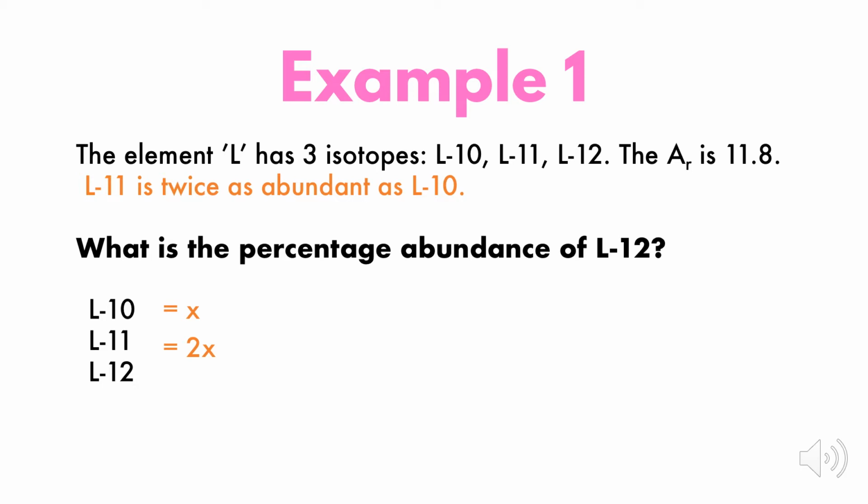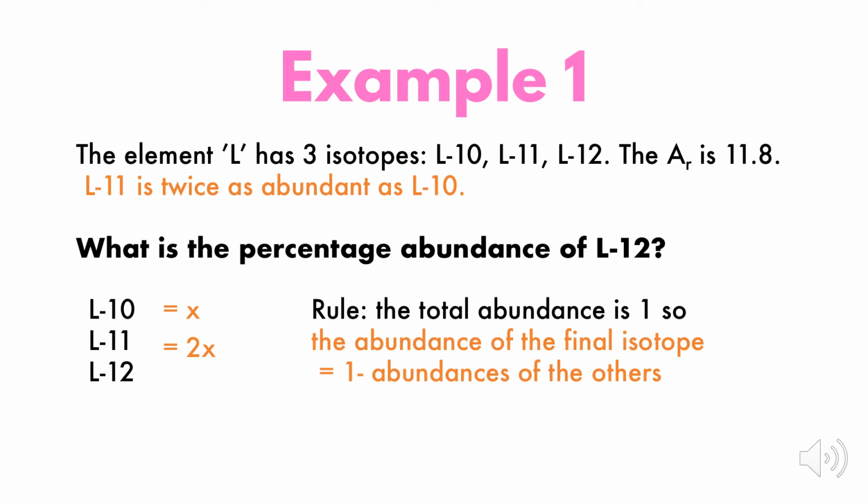If we think about how we did this in the last video, where we had 3 isotopes, we used the idea that the total abundance was 1, and then to work out the abundance of the last of our isotopes, whether that was the third or the fourth, we did 1 minus the abundances of the others. In the examples we saw before, we actually knew the abundance of 1 or 2 of the isotopes, so we ended up doing 1 minus that abundance minus x. Well, in this case, we don't know the actual abundances, but we do have them represented as x. That means we can do it in exactly the same way. So the abundance of L12 would be 1 minus 3x.